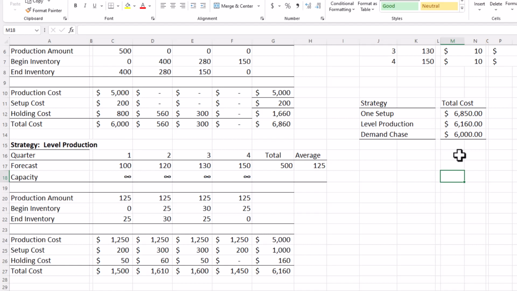So in part 2, I'm going to solve the same problem, but this time I'm going to use a linear programming formulation approach.